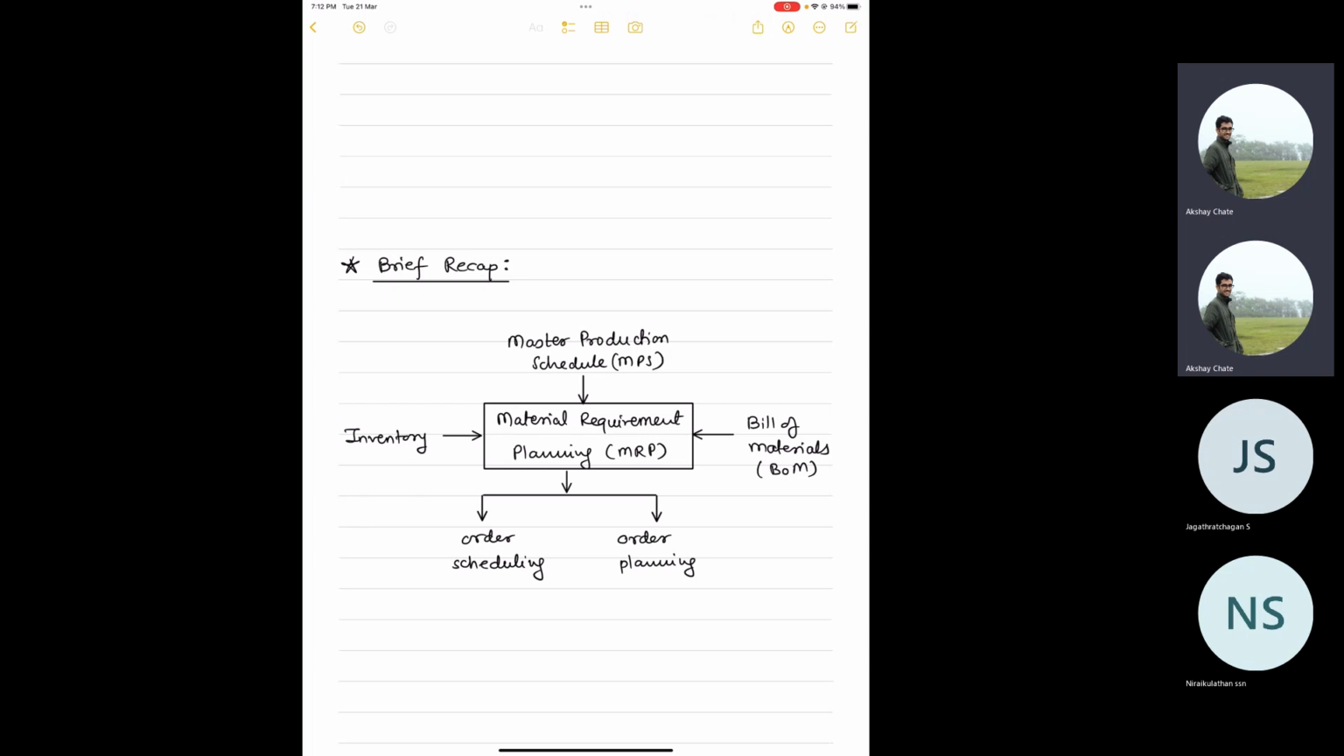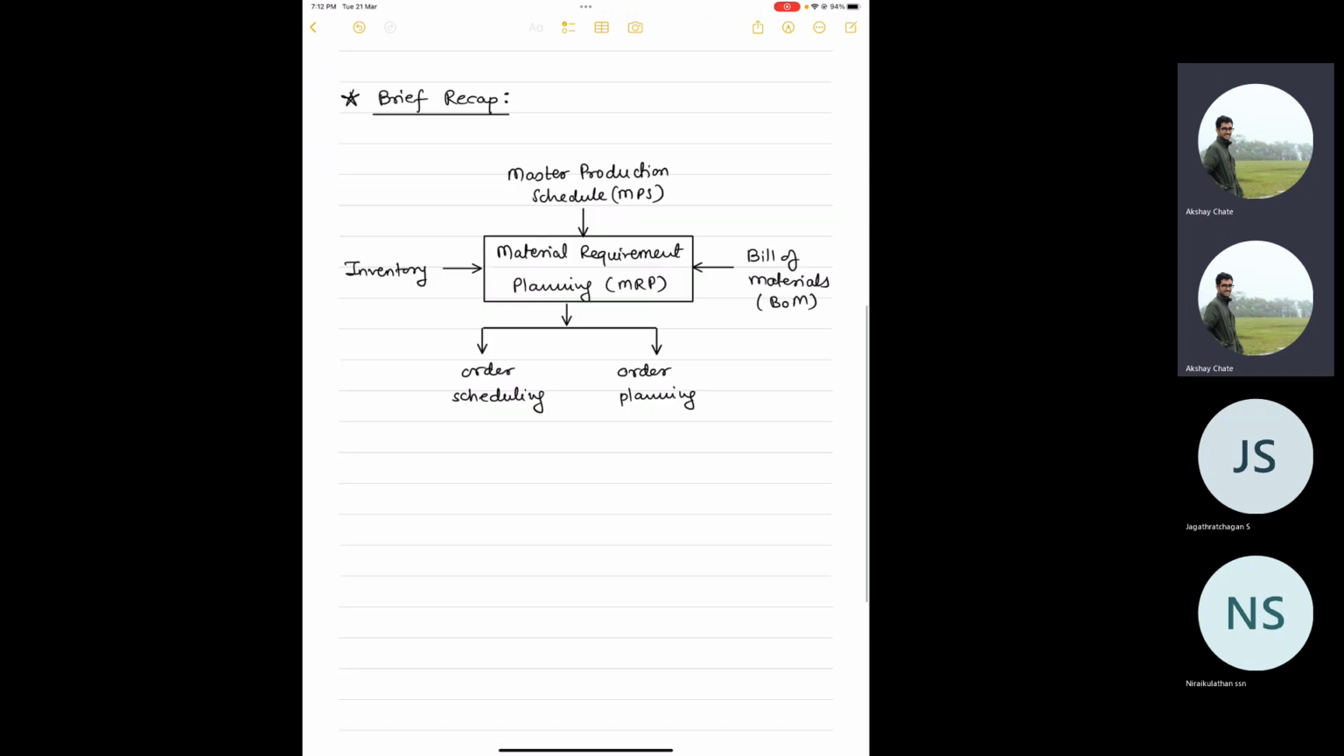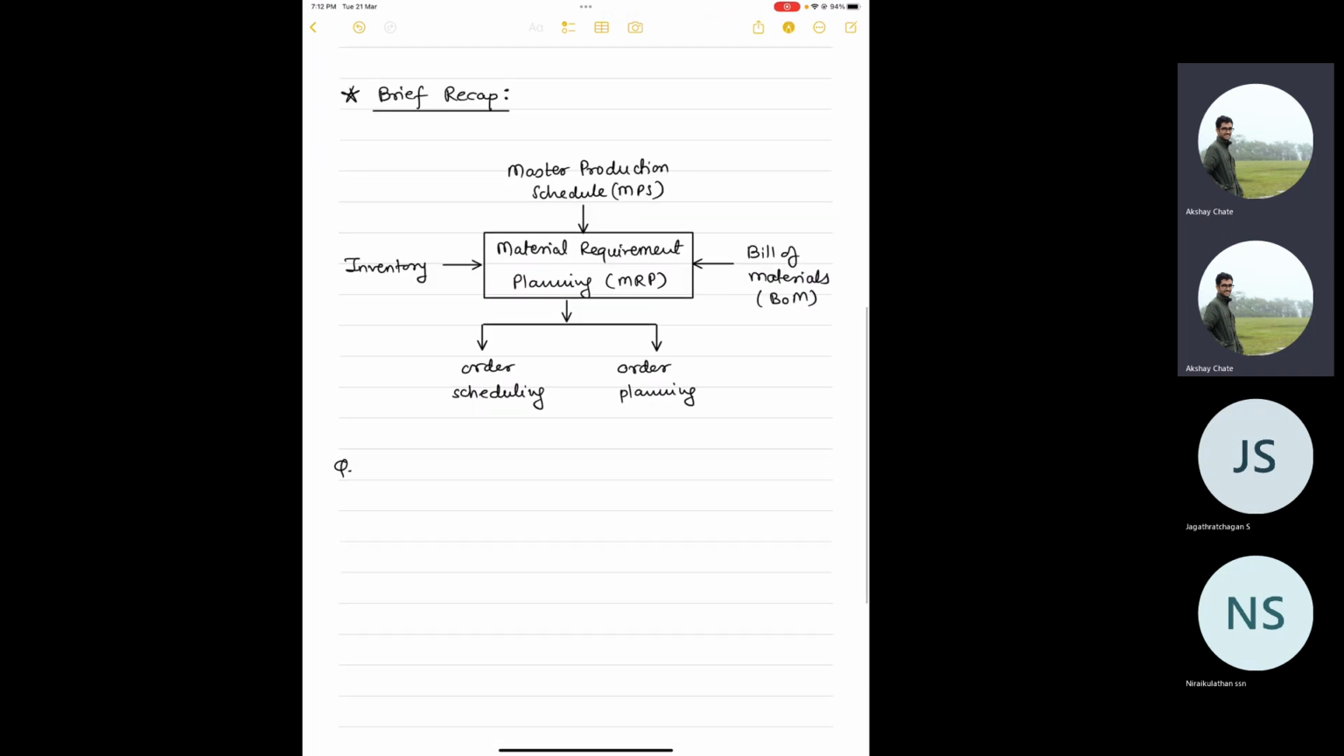So yeah, basically MRP answers two questions. If you have MPS, inventory and BOM, all of this is put together in the MRP, and it gives you scheduling and planning, how it is to be done. So that is the main crux of this. Then there are small questions. We can take one question which is very common. I think it was in your assignment also.